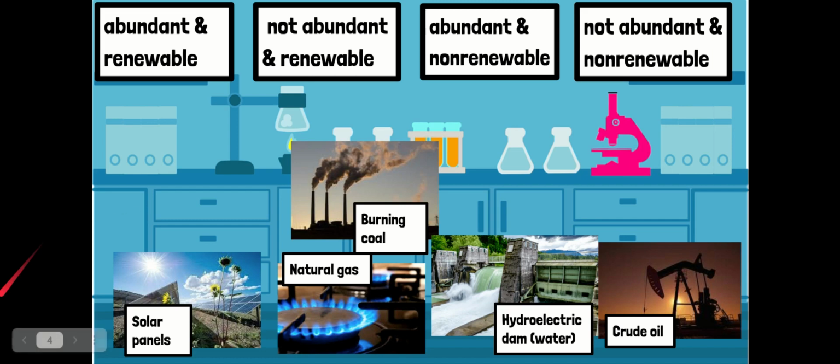It's going to be up to you to take all of these different kinds of resources, oil, water, coal, natural gas, solar power, and think about whether or not these other resources are abundant and renewable, not abundant but renewable, abundant and non renewable, or not abundant and non renewable. Your teacher will give you a link so that you can drag each energy source to where it belongs.